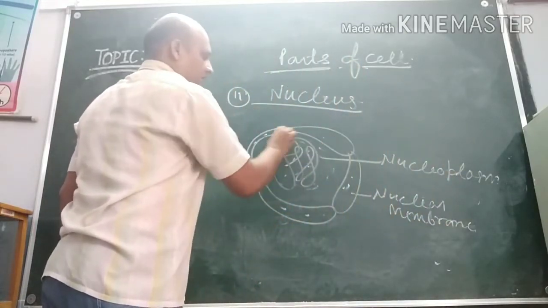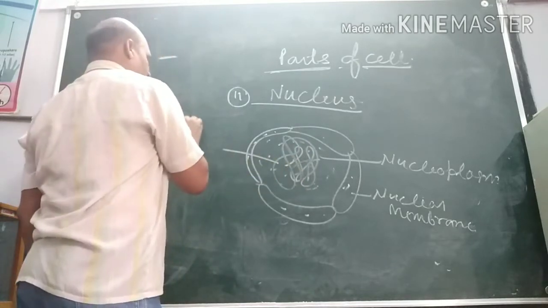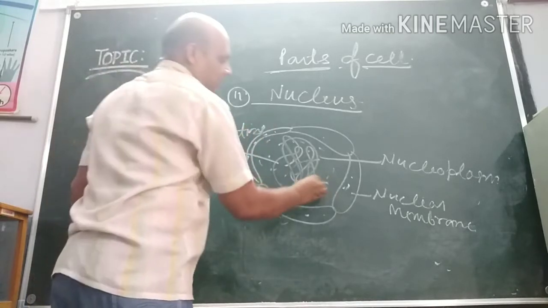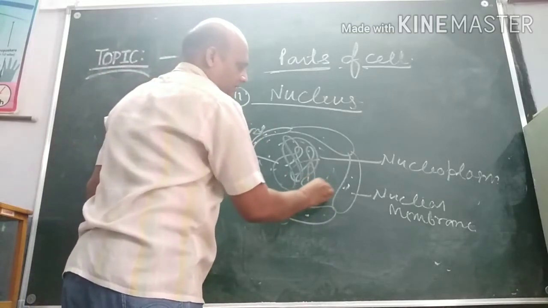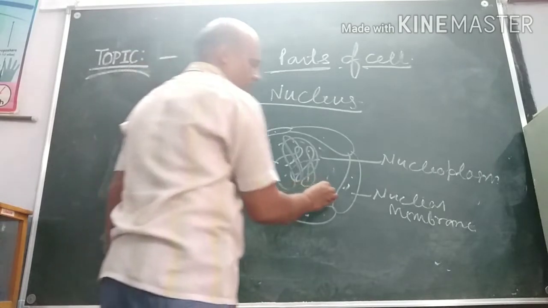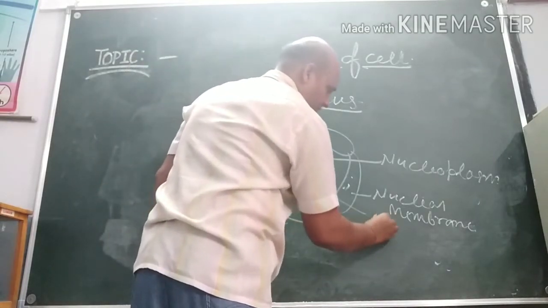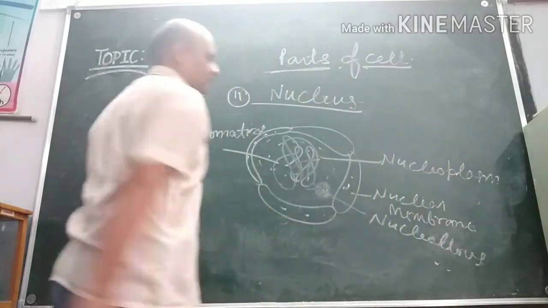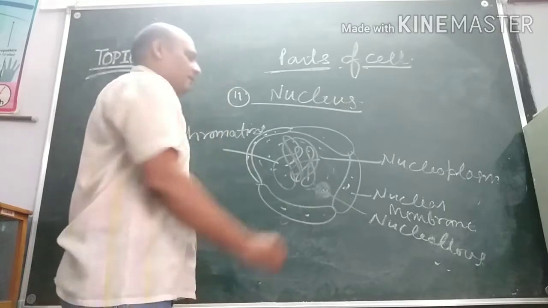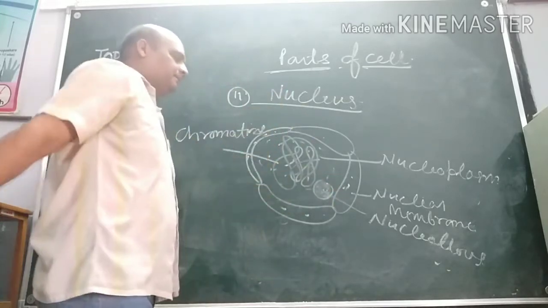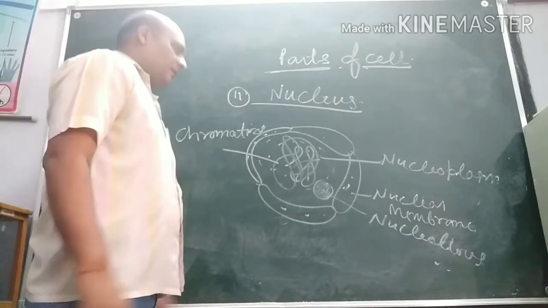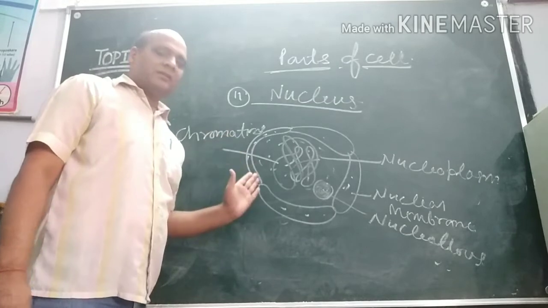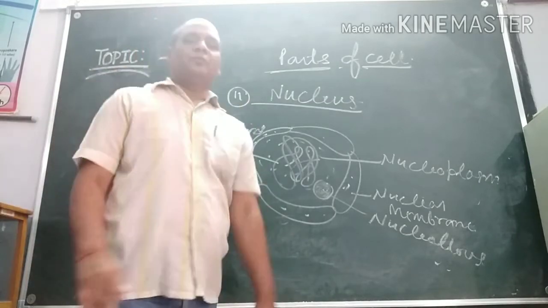In the center region, it is composed of chromatin. Spherical structures present in the nucleus are known as the nucleolus. The nucleolus helps in the formation of ribosomes. Function of the nucleus: it controls all the activities of the cell. It also transmits genetic information from one generation to another.